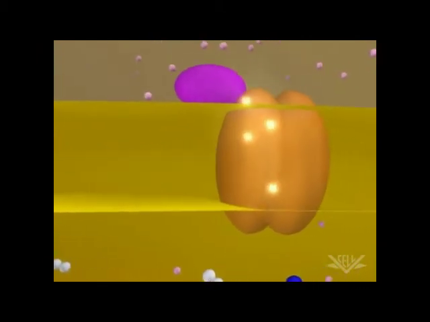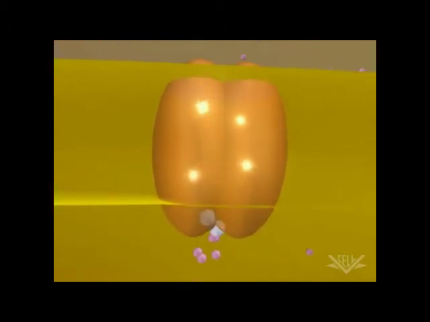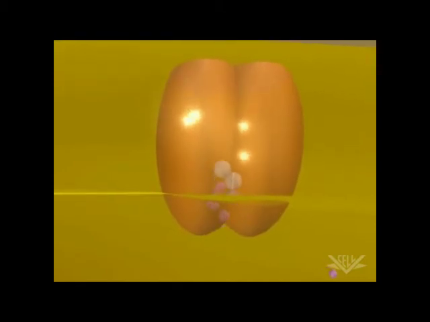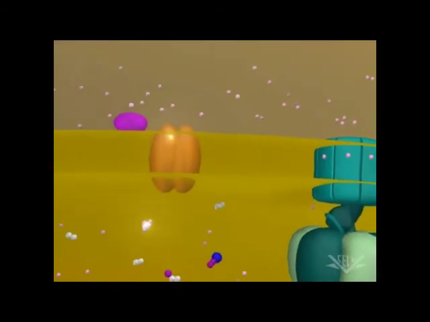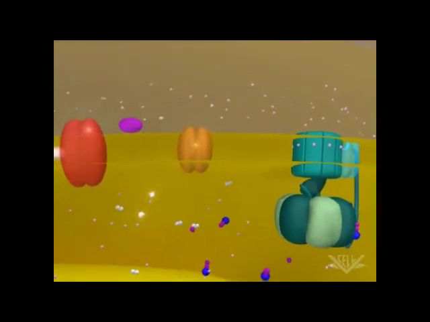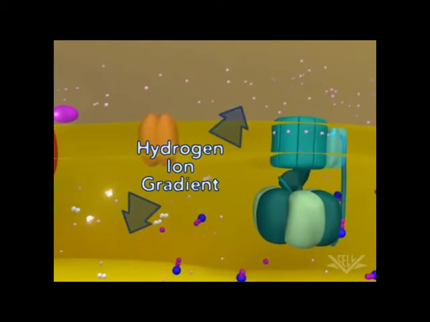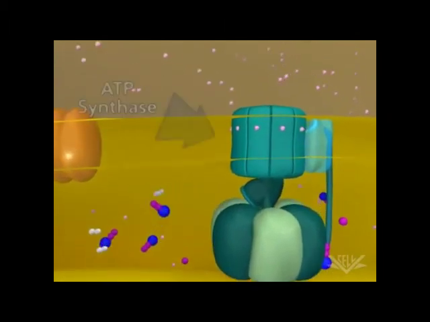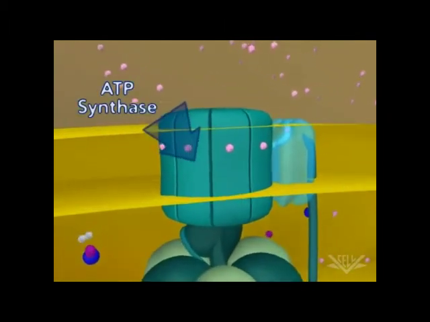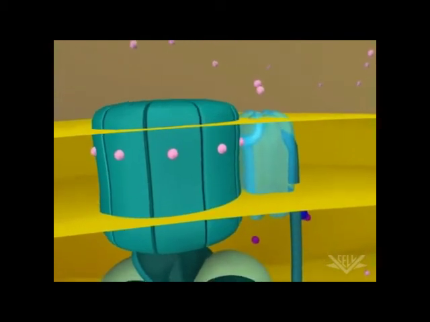These 4 electrons interact with a molecular oxygen molecule and 8 hydrogen ions. The 4 electrons, 4 of the hydrogen ions, and the molecular oxygen are used to form 2 water molecules. The other 4 hydrogen ions are pumped across the membrane. This series of hydrogen pumping steps creates a gradient. The potential energy in this gradient is used by ATP synthase to make ATP from ADP and inorganic phosphate.